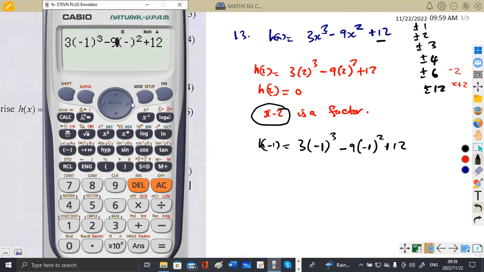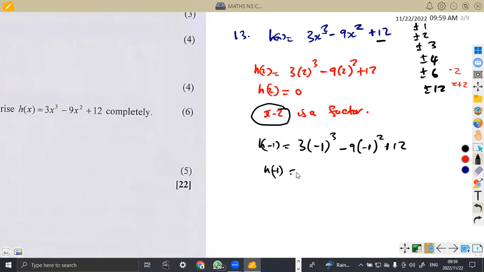So we've got -1 here. This is -1. All right, that's a 0 again. So as you can see, h of -1 is giving us a 0. So therefore, it follows that x plus 1 is a factor. That is what it means. So it depends on which factor you're going to use. If you have got x plus 1, you're going to divide by x plus 1. If you have got x minus 2, you're going to divide by x minus 2. But the resultant is going to be the same.